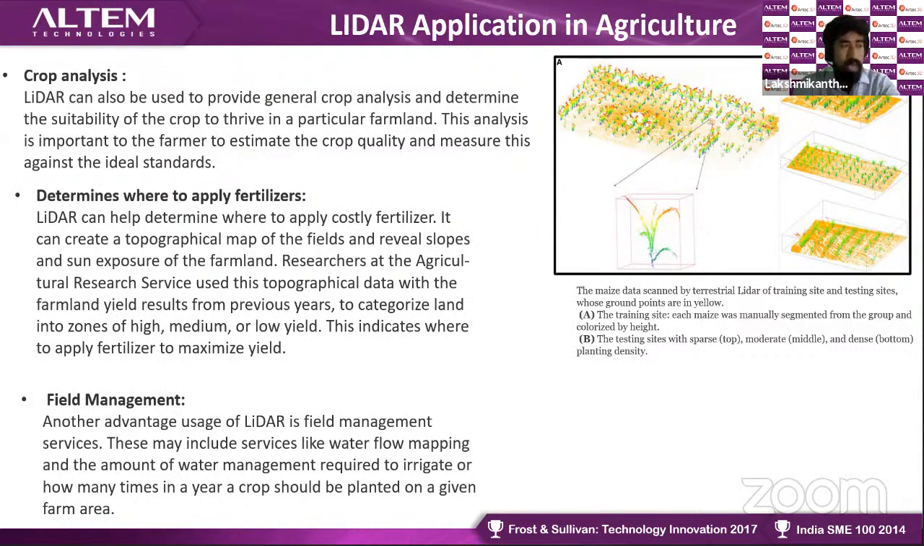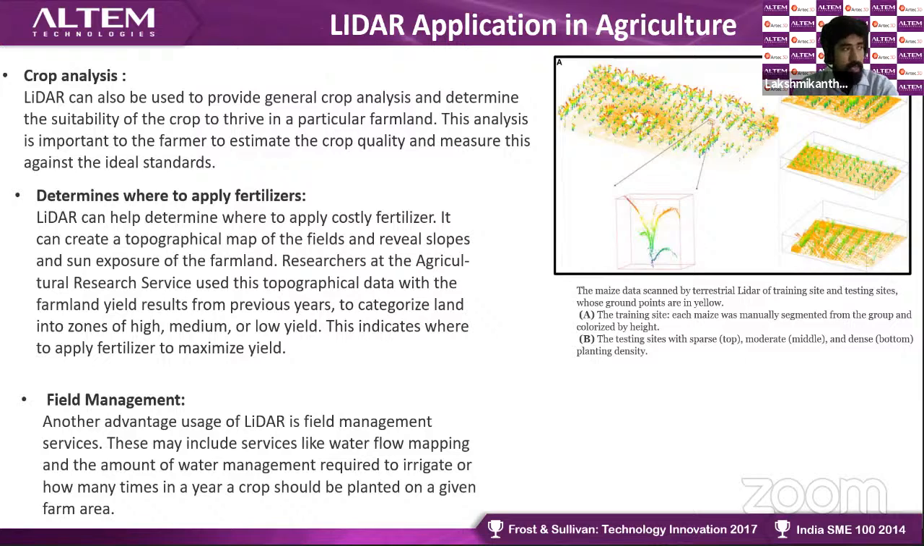But sometimes the terrain itself is majorly changing from one place to another, so we are not able to judge which plants need more fertilizers and which need less, right? In order to calculate that also, we can utilize this 3D scanning technology. And similarly, field management, that is, mapping the water flow, right?